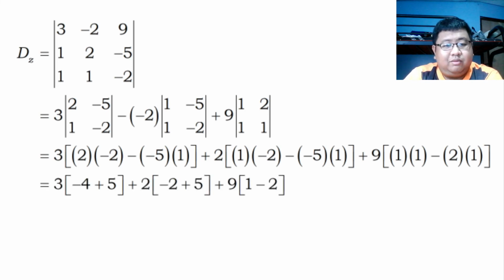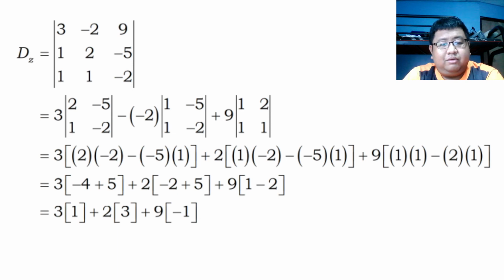2 times negative 2 is negative 4. Negative of negative 5 times 1 is plus 5. 1 times negative 2, ayan. Negative of negative, tapos times 1 pa, kaya positive 5 yan. Tapos, 1 times 1 is 1. 2 times 1 is 2. 1 minus 2. And don't forget, copy pa rin yung mga nasa labas ng brackets. 3, 2, 9.